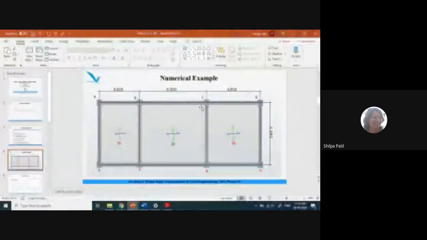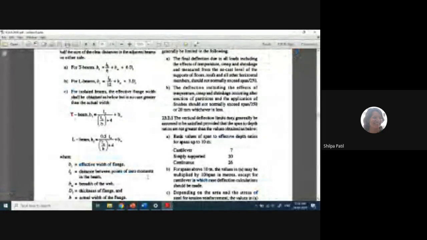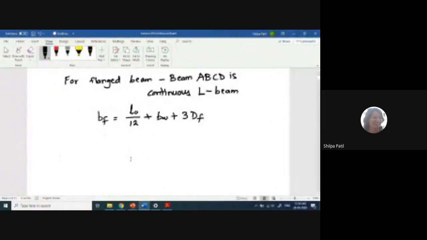So the L0 value, if I go back to the code, L0 is the distance between points of zero moments in the beam, and that is taken as 0.7 times the length L. Now here the length we have to consider is the least one. There are three spans, and out of the three spans, the least one is 3 meters. So I will consider that value here. So L0 is taken as 0.7 times the least span, that is 3 meters. So what is the value?